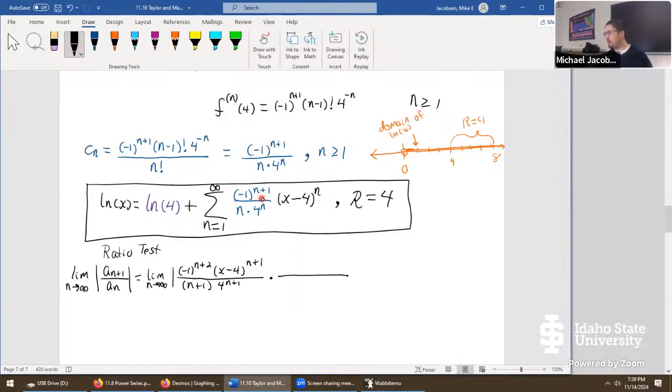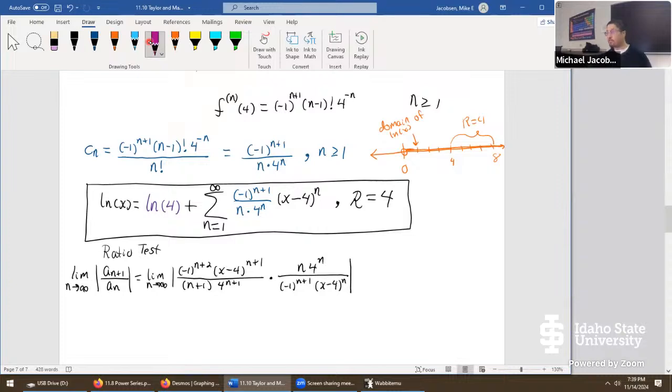If we do that, the new numerator would be n times 4 to the power of n. And then the old numerator up here is now the denominator. Better to just say we're taking the reciprocal of that. I think that's the clearest way to say it. So -1 to the n plus 1 times x minus 4 to the power of n.